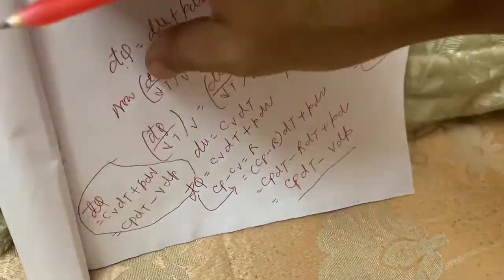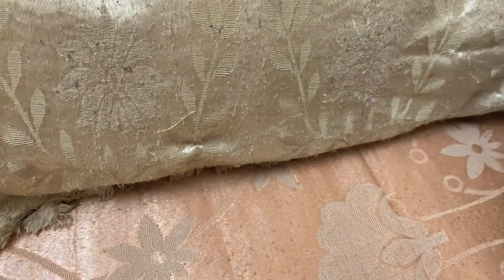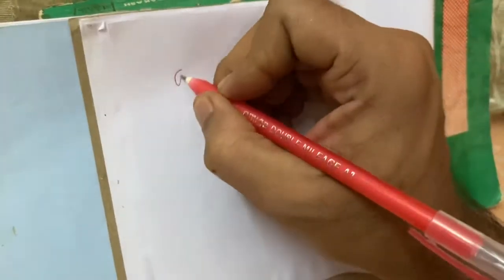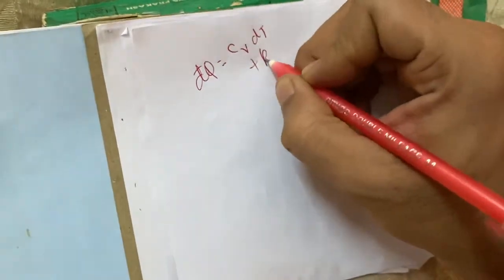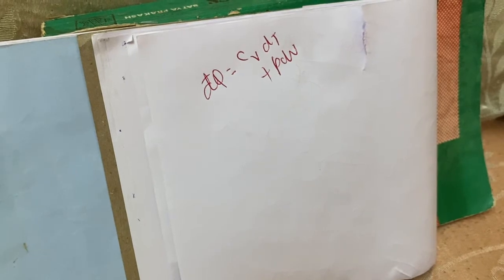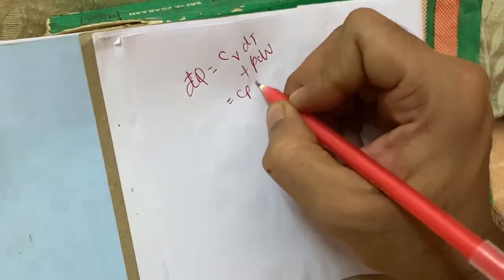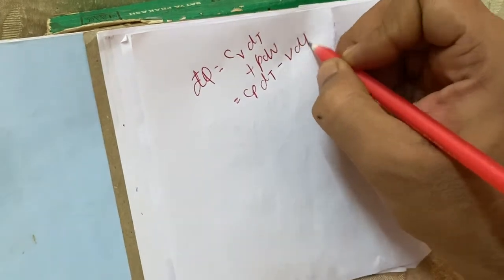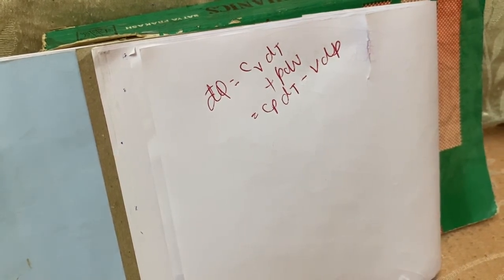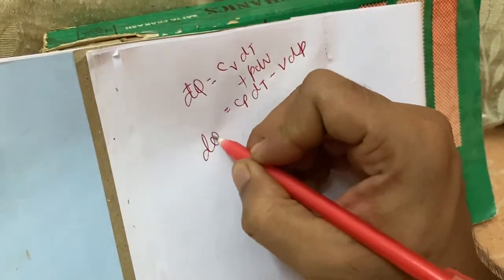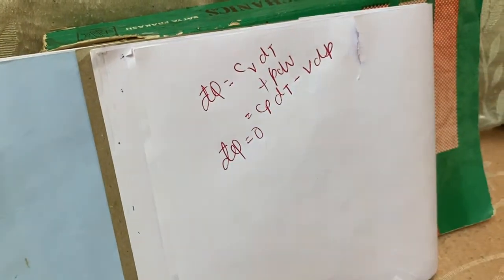Now, you see, for an adiabatic process, dq is equal to Cv dt plus P dv, and again Cp dt minus V dp. Both of these equations are true for an ideal gas, and for an adiabatic process dq is equal to 0 because there is no heat exchange between system and surroundings.